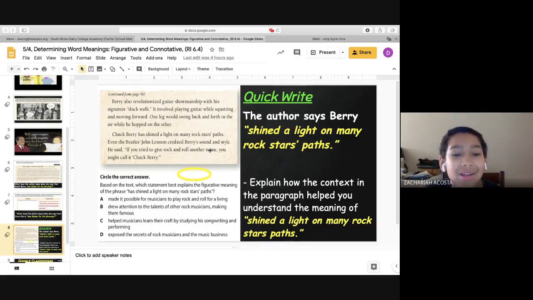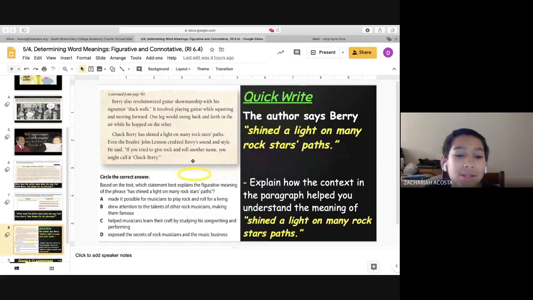Revolutionized guitar showmanship with his signature duck walk. Really? A duck walk? How do you even do that? Keep going. It involved playing guitar while squatting and moving forward. One leg would swing back and forth in the air while he hopped on the other. Keep going? Yes, keep going. You got two more sentences.